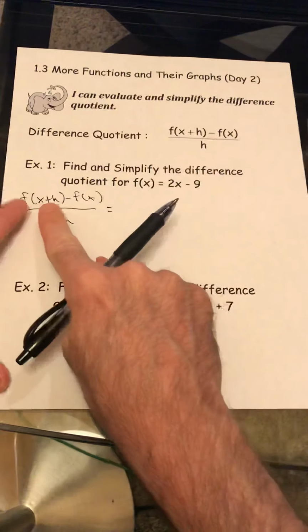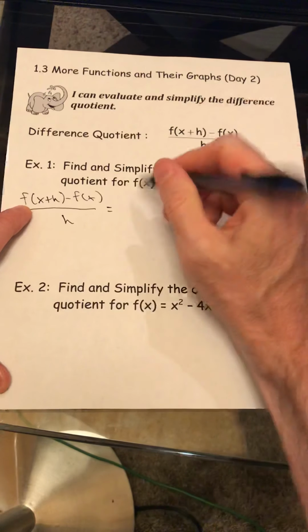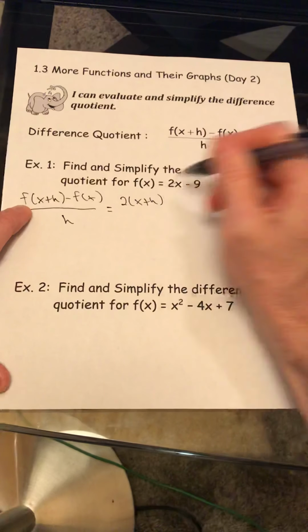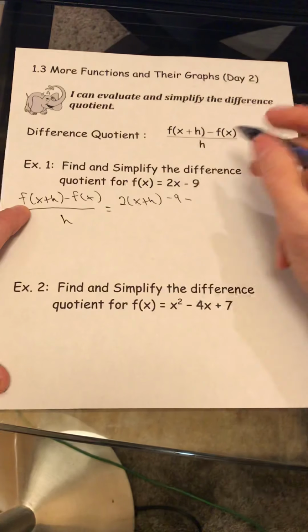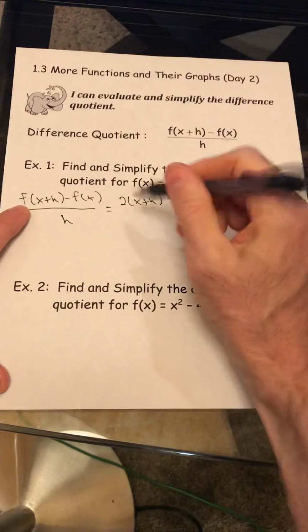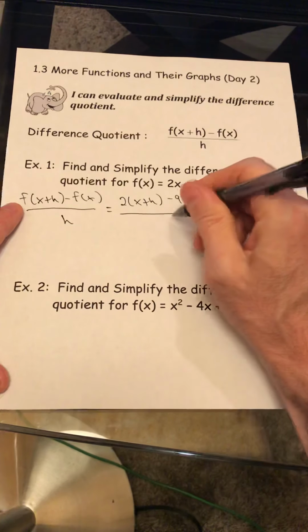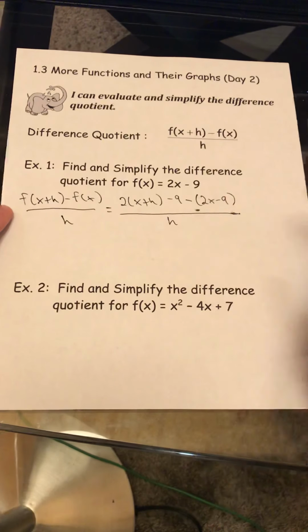So the first thing that we're going to do is the f of x plus h. So anywhere there is an x, we are going to plug in the x plus h. And then we're going to subtract the original function. I always like to put that in parentheses. If nothing else, it helps out with keeping track of like terms when you distribute that negative.